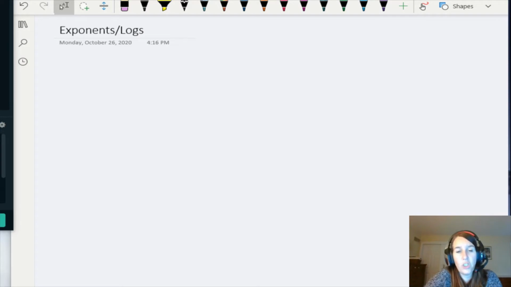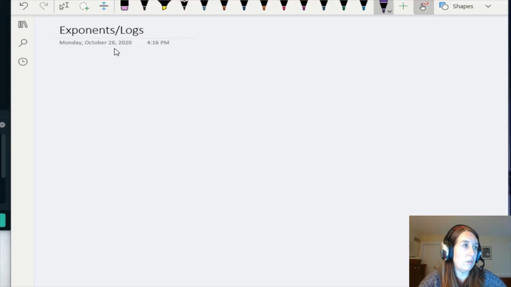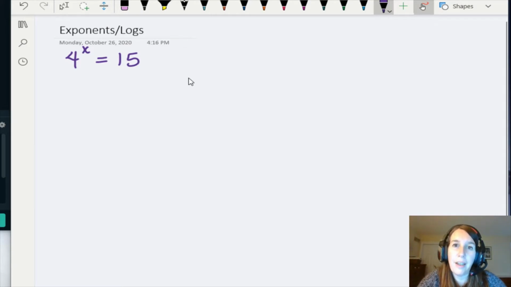Let us practice changing between exponential and log form. This will help us to solve problems and get some answers and see how we will use logs in problems. So, if we start with 4 to what power is equal to 15? Okay, so kind of what we were looking at the beginning of this unit, right? So 4 to what power is 15?